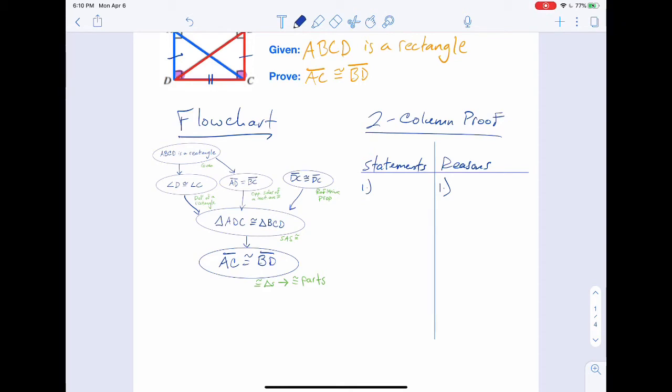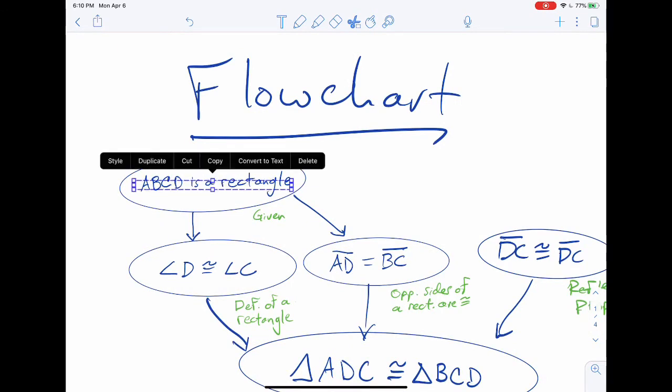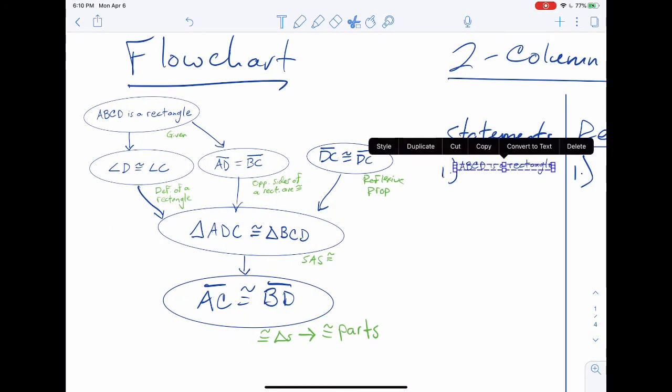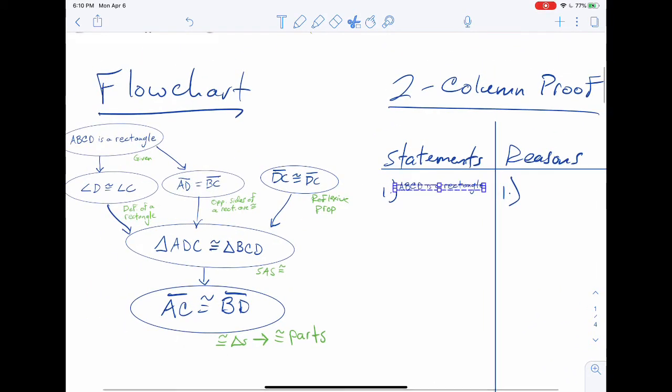So what is our first statement? Well, if we look here, the topmost statement we made was that ABCD is a rectangle. And so I'm just going to take that and copy it right here. And then what was our reason for being able to make that statement? Why is that true? Well, it was given to us. So I copy that and paste it.